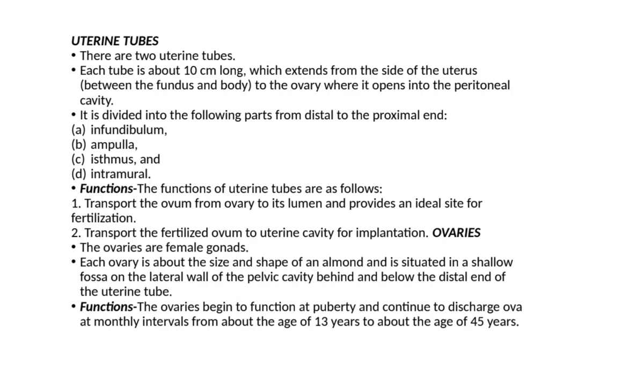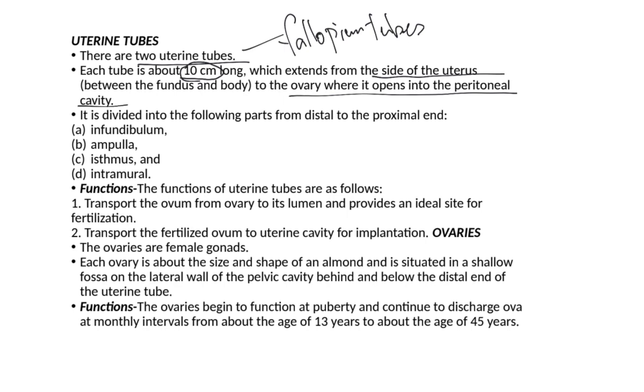The next structure are uterine tubes. There are two uterine tubes. Each tube is about 10 cm long. Uterine tubes is also called as fallopian tube. The uterine tube extends from the side of the uterus between the fundus and the body to the ovary, where it opens into the peritoneal cavity.